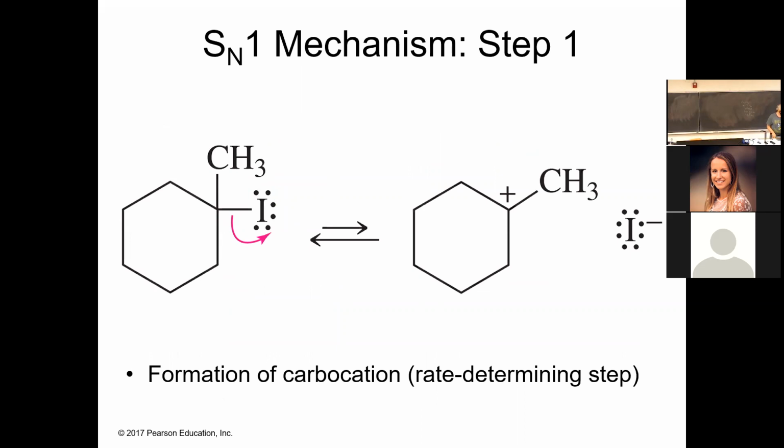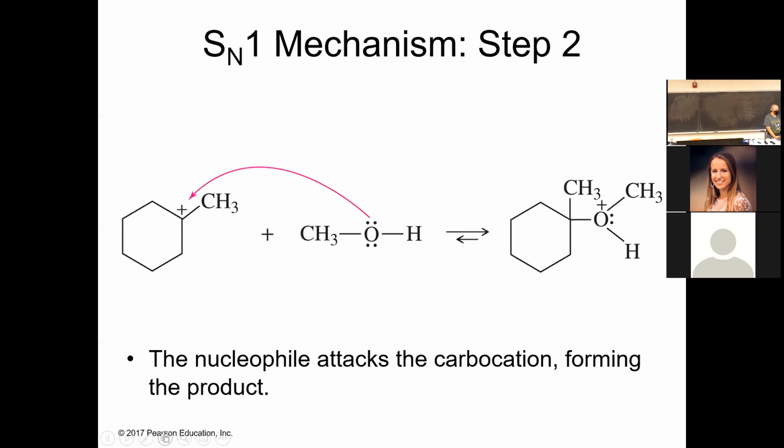Okay, so here is one example. Here we have 1-iodo-1-methylcyclohexane. First step is formation of a carbocation, and this is the slow rate determining step. The second step, this is being done in methanol. The methanol attacks. Methanol is probably also being used as a solvent. And since oxygen has 3 bonds, it will carry a plus charge. So it's the oxygen that bonds, the hydrogen and the methyl are still attached.